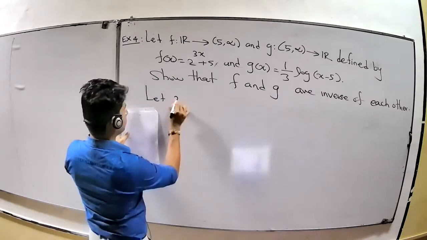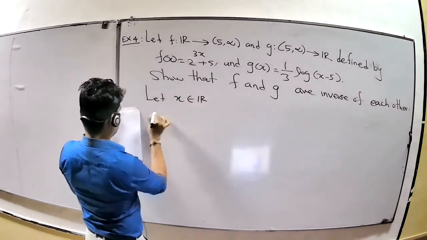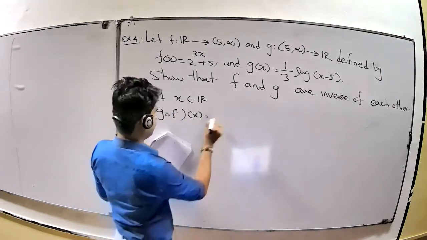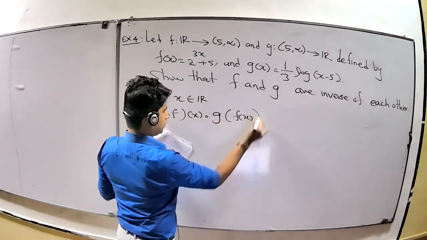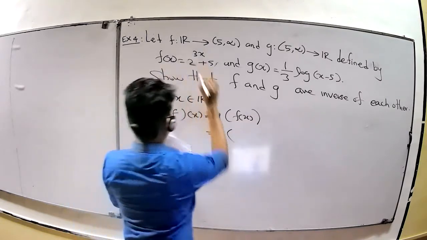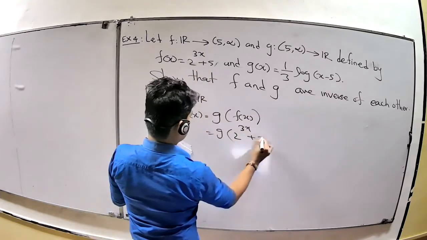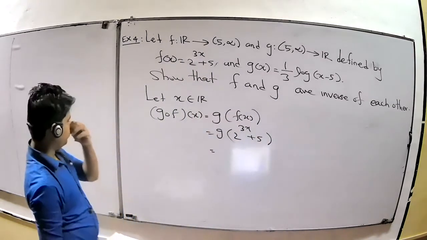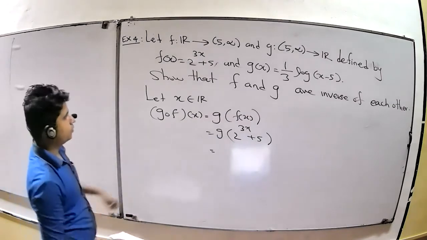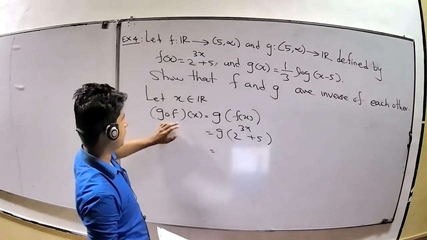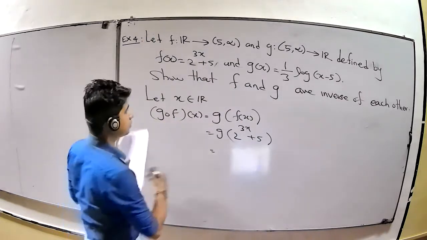Now let x belong to real numbers. You consider this mapping g composition f of x. G composition f of x means g of f of x. G of f of x, where f of x is 2 power 3x plus 5. We have some theorems like this: suppose it is the inverse of that one, therefore you get the composition is the identity mapping. We check.